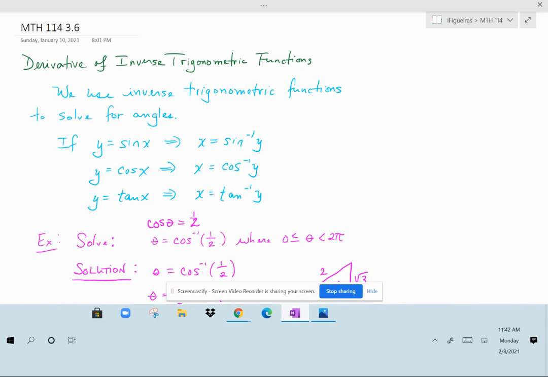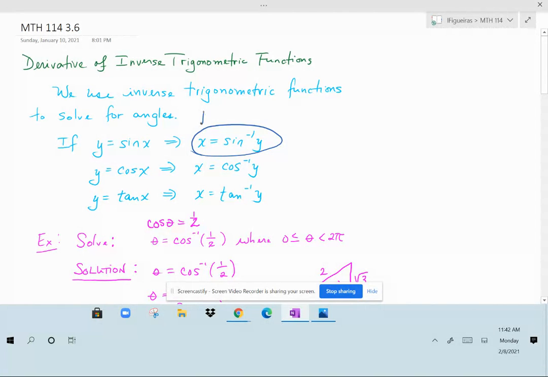Hi, this lesson is about the derivatives of inverse trigonometric functions. So remember, what is an inverse trigonometric function? We use those in order to solve angles. So if y equals sine of x, then its inverse, we would say x equals sine inverse of y when we rewrite this in terms of its corresponding inverse trigonometric function. If y equals cosine of x, then you would say x equals cosine inverse of y.